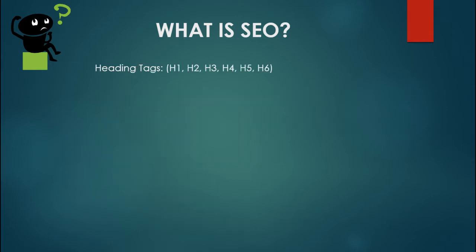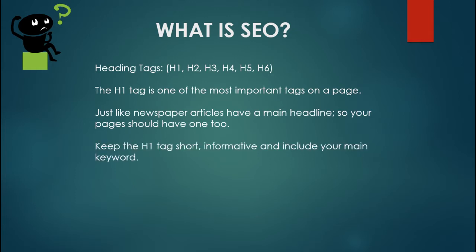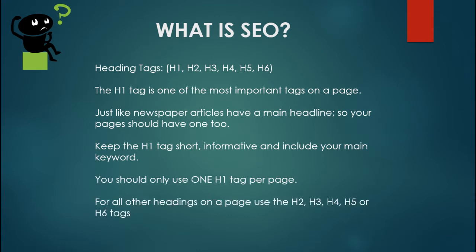Next, we've got the heading tags. You've got H1, H2, H3, H4, H5, and H6 tags. The H1 tag is one of the most important tags on the page. Just like newspaper articles have a main headline, so your pages should have one too. Keep the H1 tag short, informative, and include your main keyword. Only ever use one H1 tag per page. For all other headings on the page, use H2, H3, H4, H5, and H6 tags.